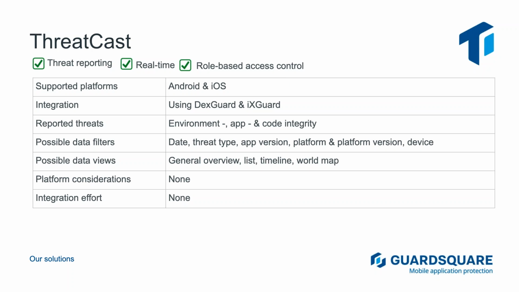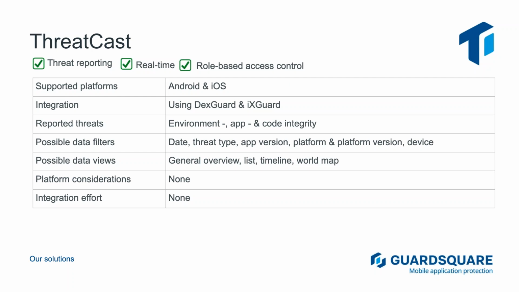Threatcast is a tool that can only be used together with DexGuard or IXGuard. The integration is extremely easy. You just generate an API key in our cloud platform. You copy that API key in your configuration for DexGuard and or IXGuard, and from there on, DexGuard and IXGuard will know what to do with that API key. They will insert all the necessary API calls for you, and you can make use of Threatcast.